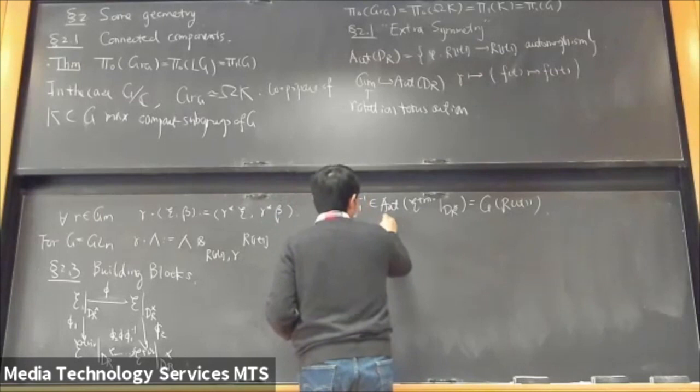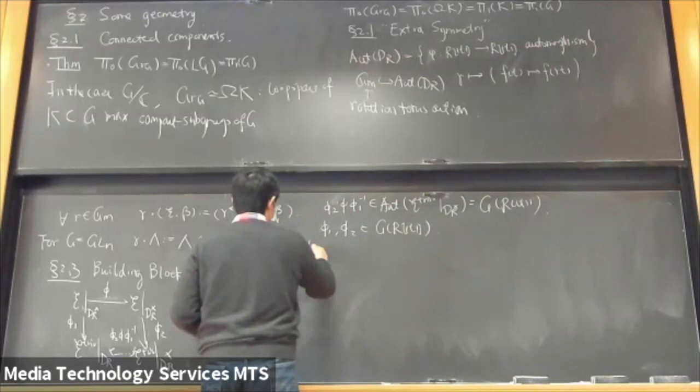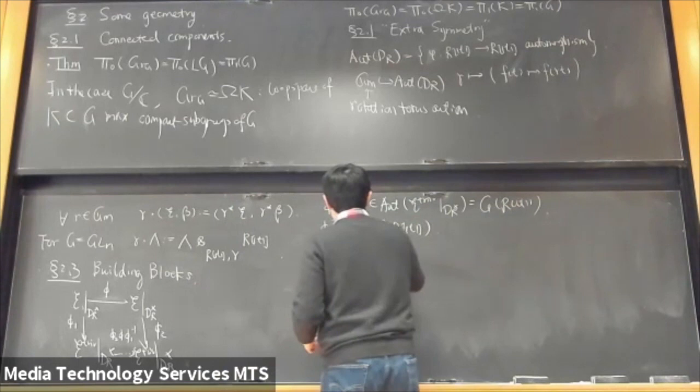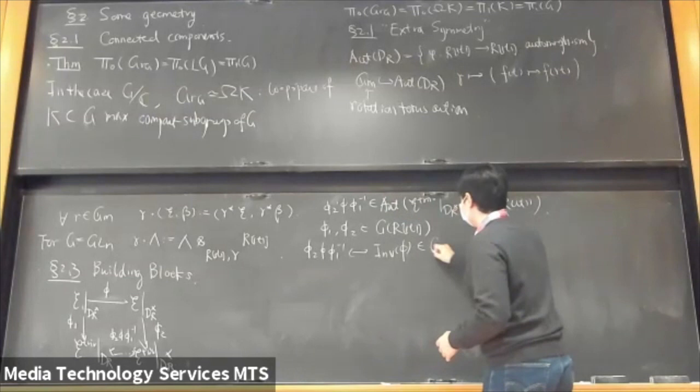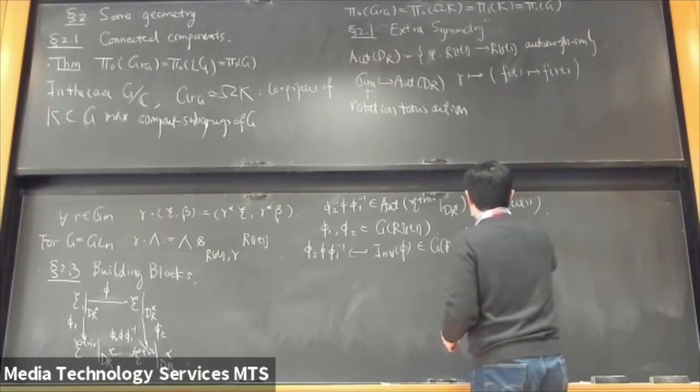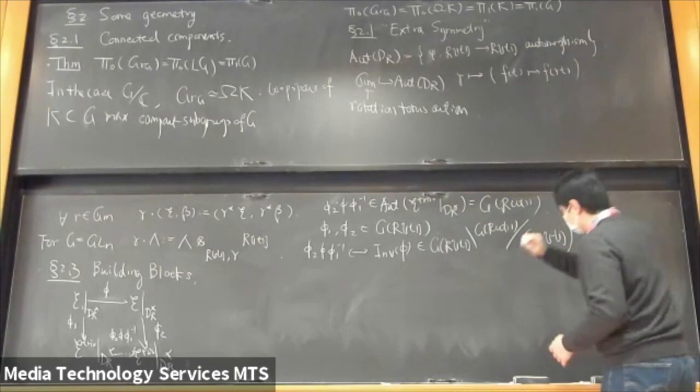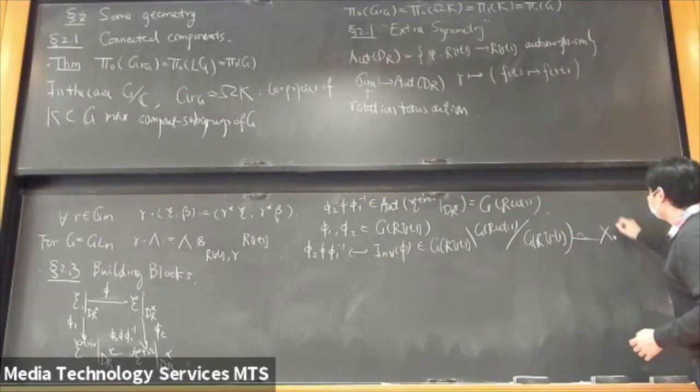So now we see this phi 2, phi 1 inverse really corresponds to some element, which I denote by the relative position of B, in the double quotient space G R double bracket T quotient G R double bracket T. And we know from the Cartan decomposition theorem, this is identified as the set of dominant cocharacters of T.